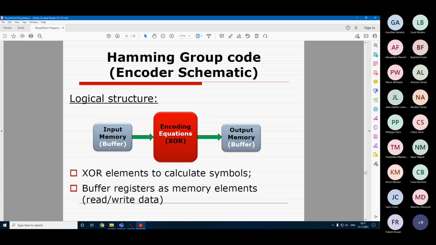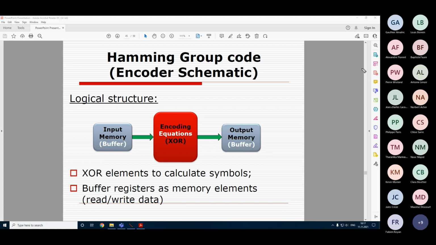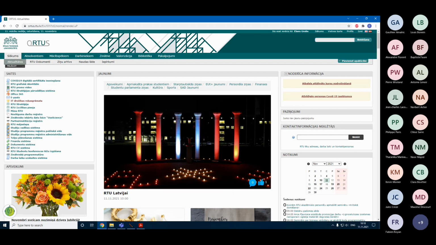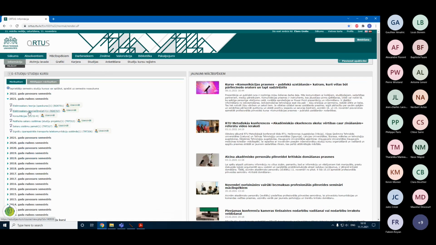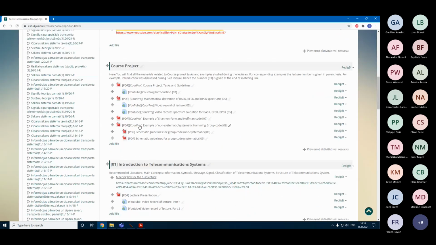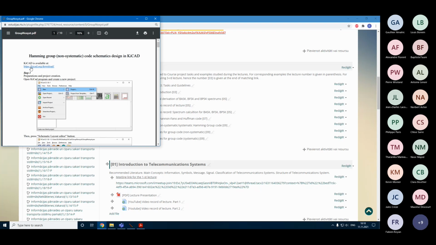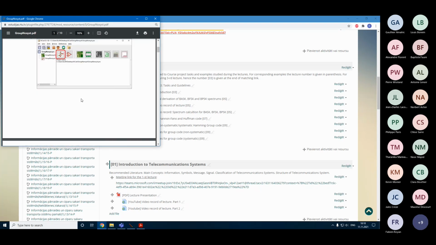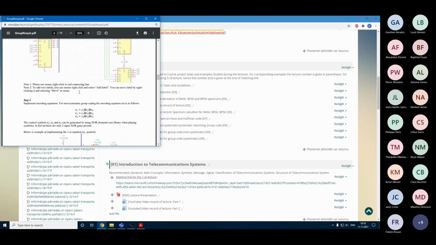So let us talk about the schematic diagram, which you will need to draw for your course project. I have also uploaded some guidelines to Ortus. Maybe we should look at them now. Wait a minute. All these guidelines are available here in the course project part. You can, for example, open this PDF and, step by step using KiCad software, see how this schematic is designed.